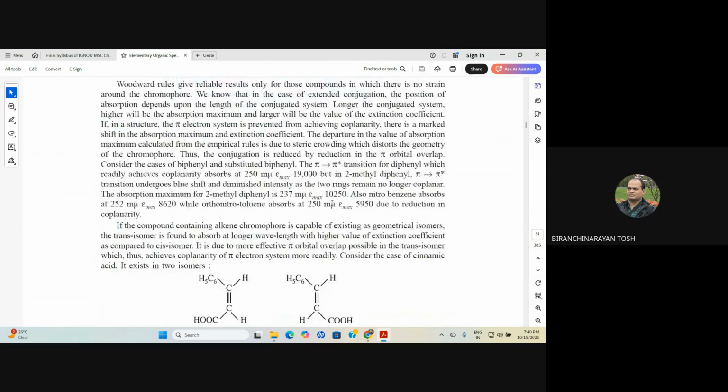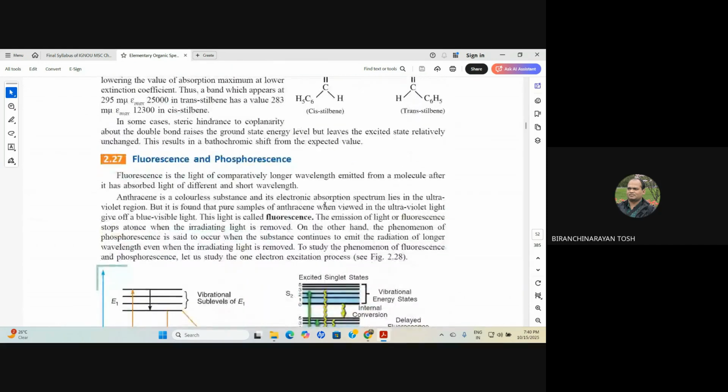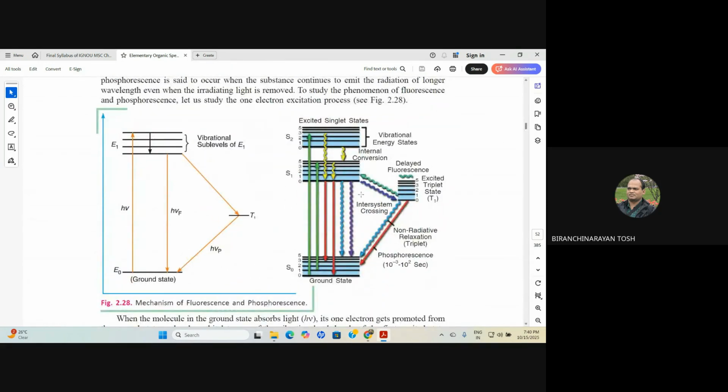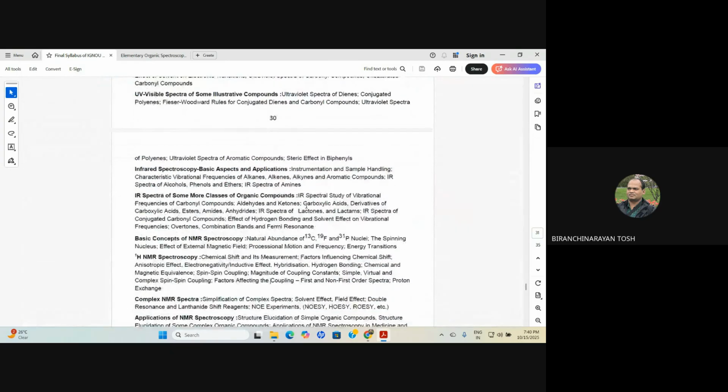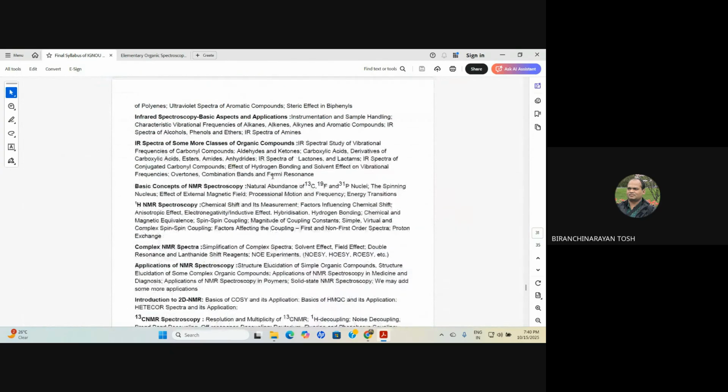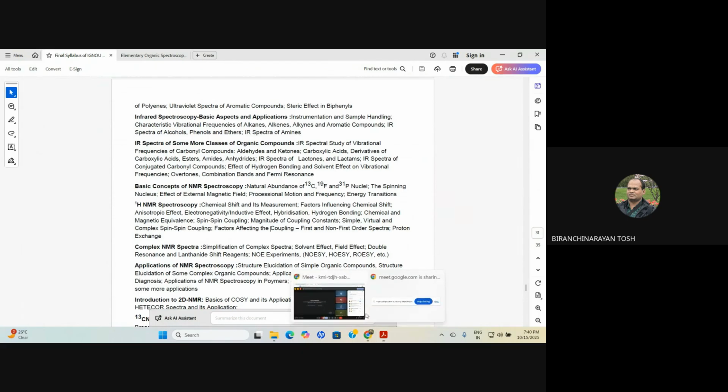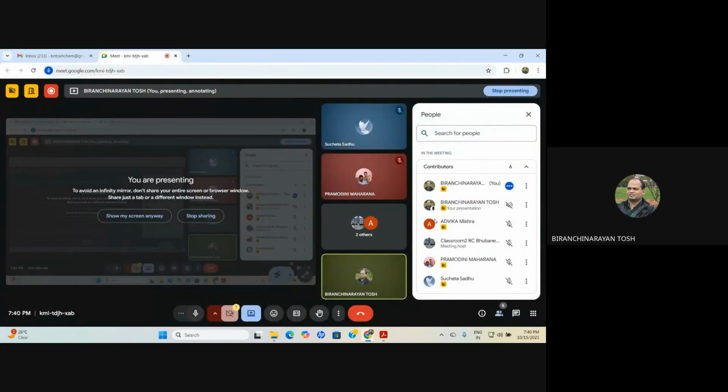Okay, that much. The rest part is not there in the syllabus. Okay, any doubt? We have covered the first one. Tomorrow we'll see the infrared spectroscopy. Okay, any doubt?